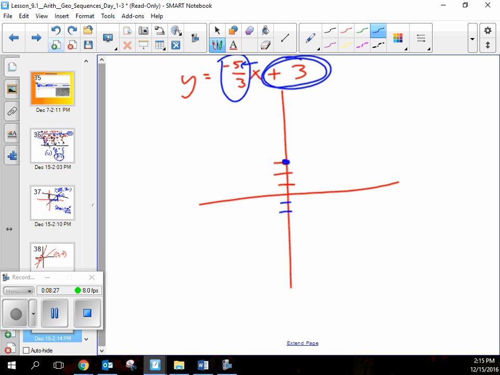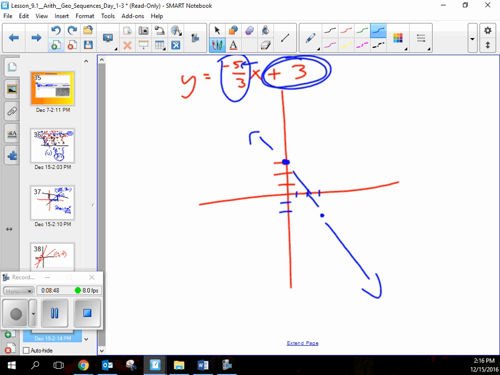Down 5. And then run 3, which is to the right. Very good. And then, I mean, you put a dot right there. If you can actually count, it shouldn't be that bad. Down 5, 3 to the right, and there we go. There you got your first point, or your first line, sorry.